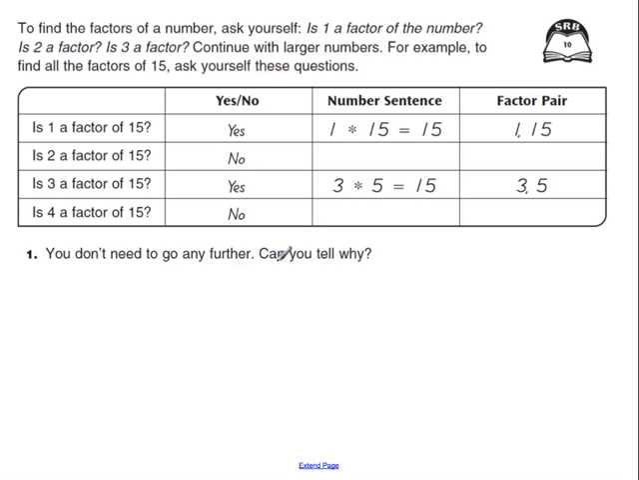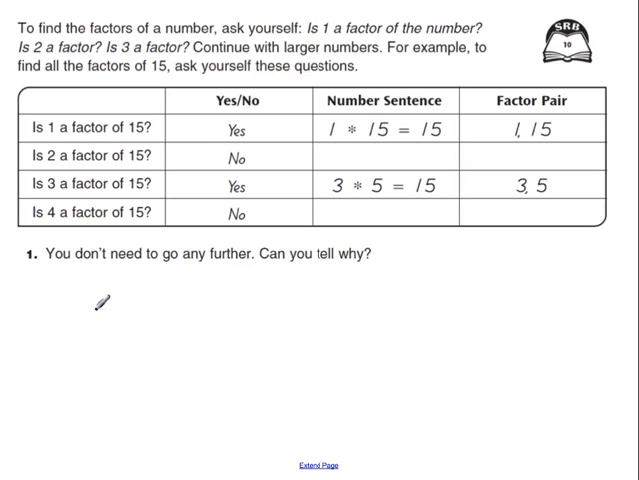To find the factors of a number, ask yourself, is 1 a factor of the number? Is 2 a factor? Is 3 a factor? Continue with larger numbers. For example, to find all the factors of 15, ask yourself these questions. Okay, always start with 1. Is 1 a factor of 15? Well, of course it is. 1 is a factor of every number. And I know this is true because 1 times 15 equals 15. The factor pair there is 1 and 15.